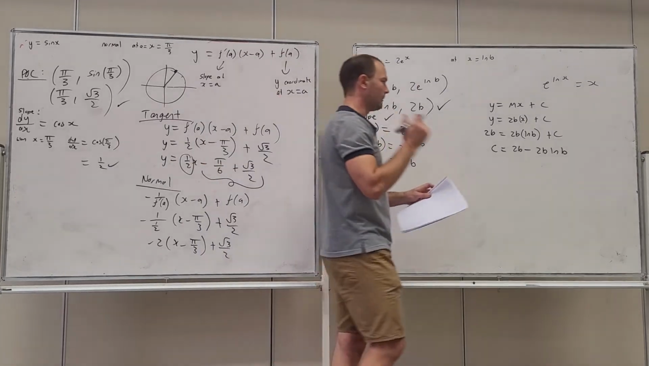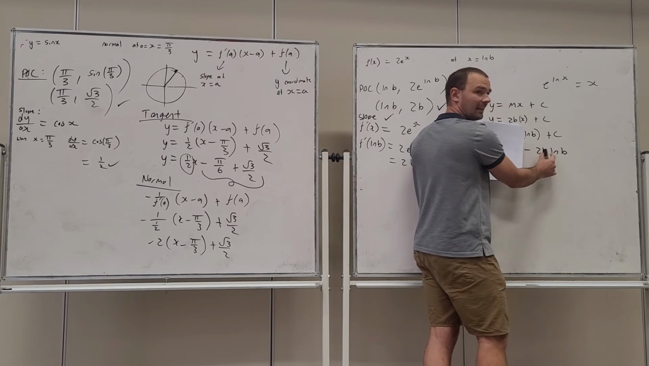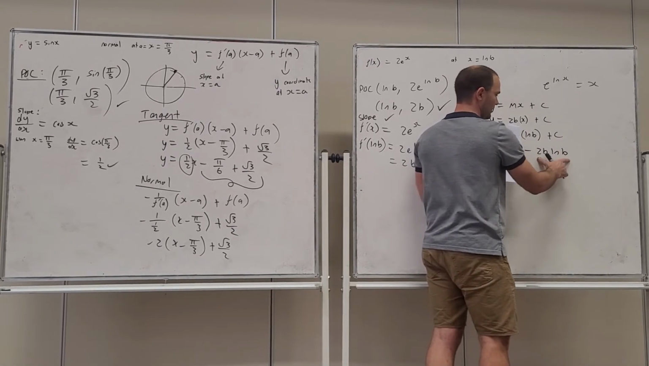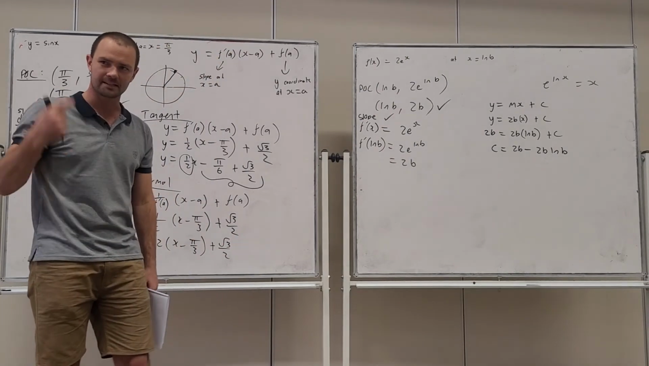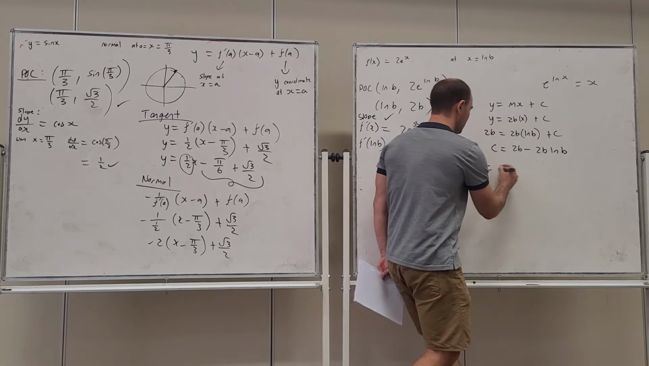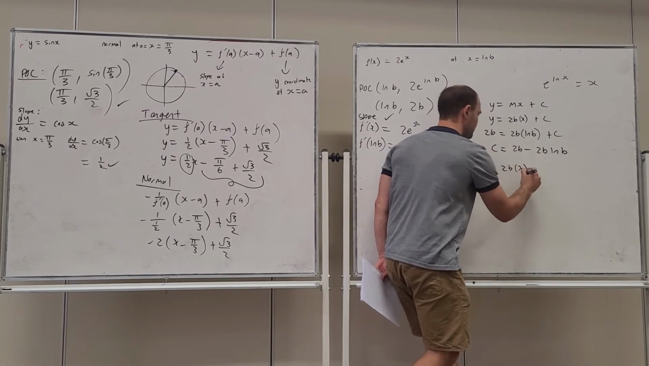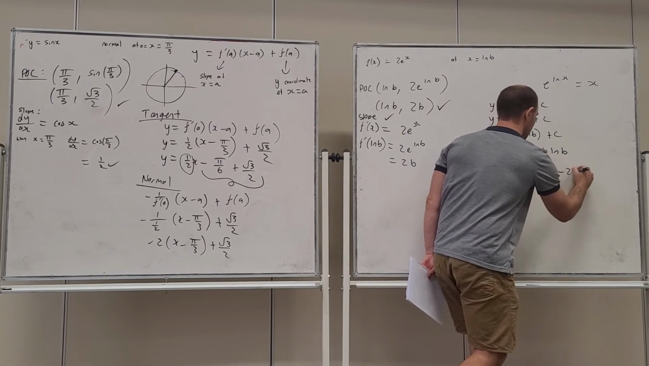And hopefully you're looking at that and you're seeing, oh, we could move that up there. We could have ln b to the power of 2b, but this is fine. It's fine to leave it like that. Okay, we've got everything to state the tangent, albeit it's an ugly one. It is y equals 2b x plus, and this is our value of c, 2b take 2b ln b.